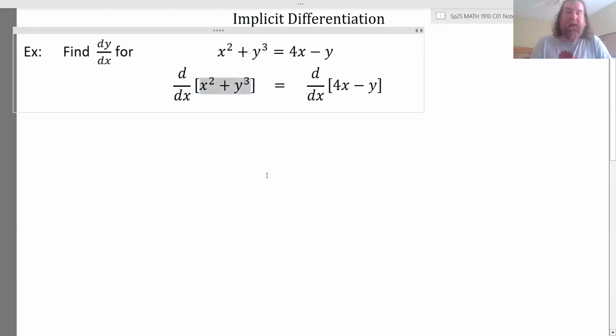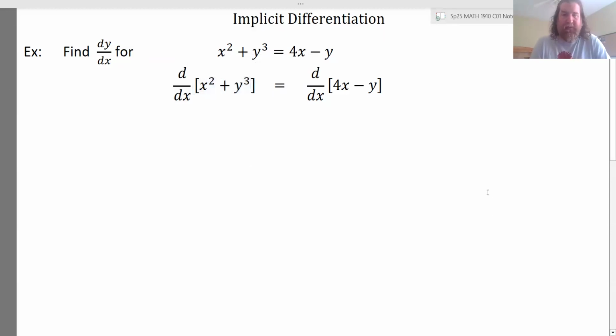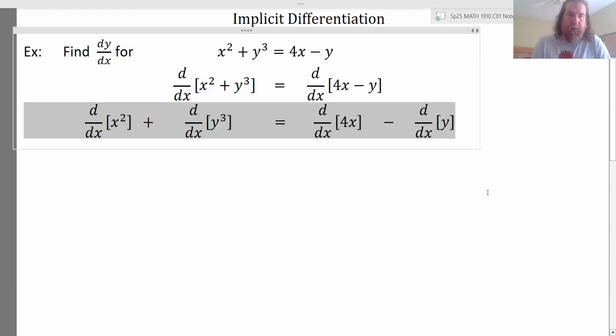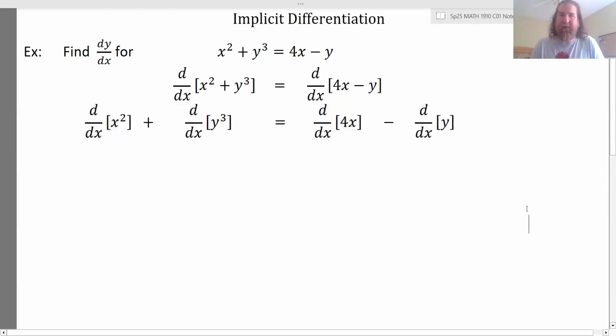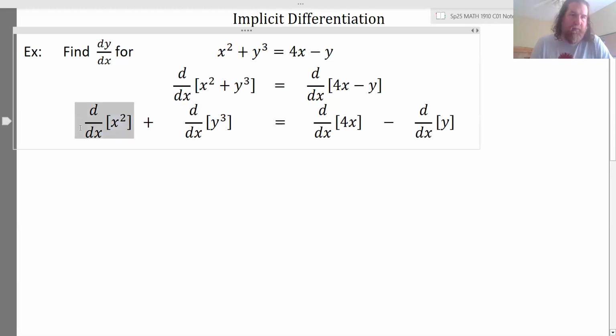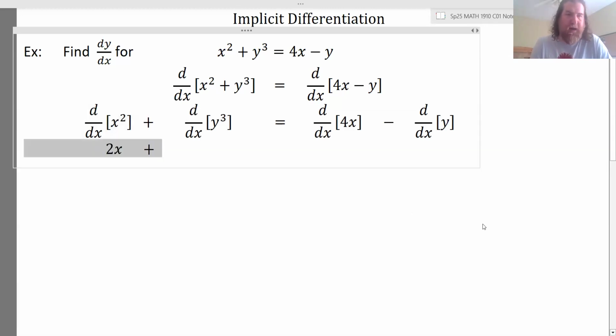Well, to do that, of course, we know this is a sum, so the left side becomes the derivative of x squared plus the derivative of y cubed. And on the right side, it becomes the derivative of 4x minus the derivative of y. So that part's fairly straightforward. And then we keep going. We say, okay, I can do this one. That's easy. That's just 2x. No problem there.